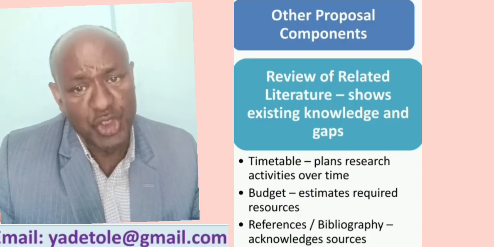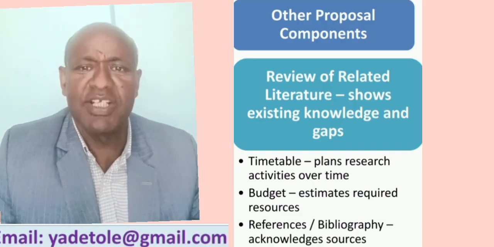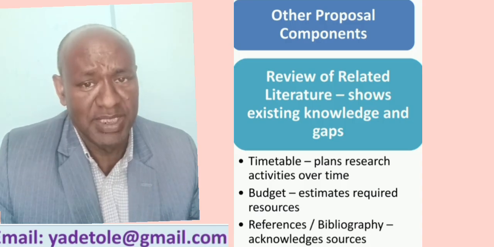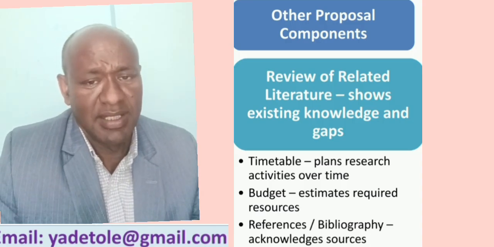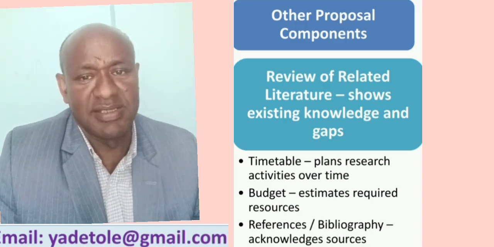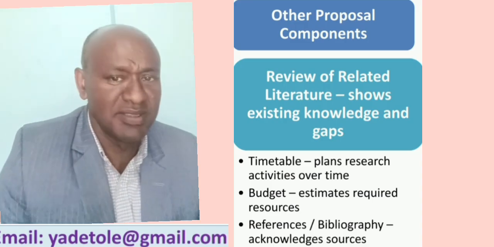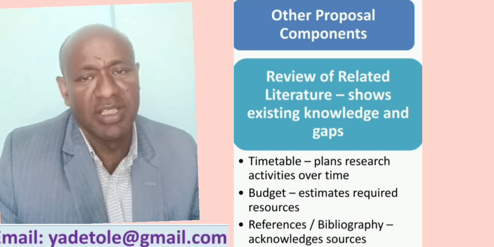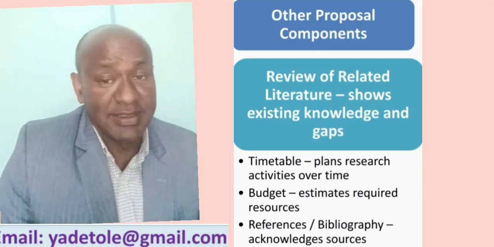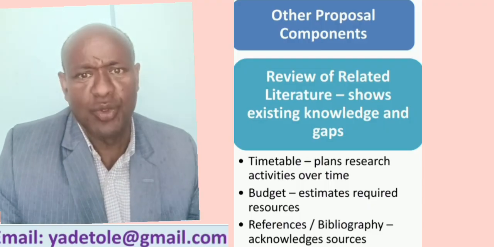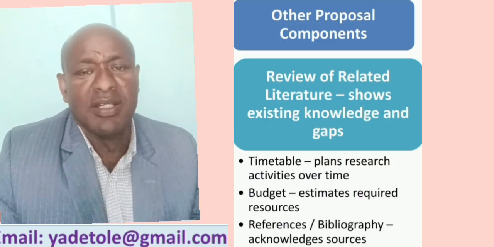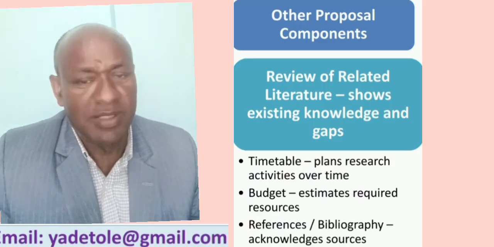Then there is the budget. Whenever you do something, finance or money is needed. Honestly speaking, what does it mean? There are resources that are required. For instance, you might buy things, and also pay for transportation and so on. So that is the place where you put what you need for undertaking the research, where you get it, and the amount of money needed to buy those specific materials.